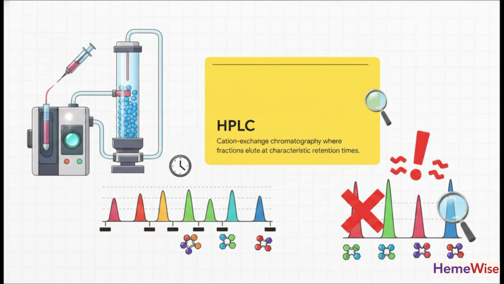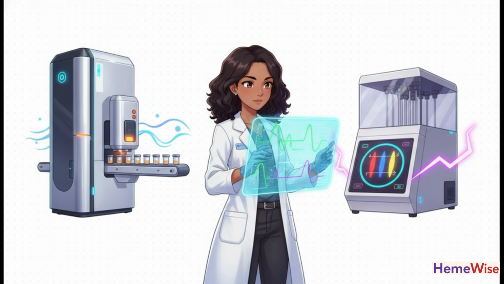But, and this is a massive warning for any diagnostician out there, a retention time is just a clue. It is not absolute proof of identity. Totally unrelated variants can, and honestly do, elute in the exact same time window. Because of those limitations, HPLC isn't our only workhorse. We also rely heavily on capillary electrophoresis, which separates molecules based on charge and electrophoretic mobility.